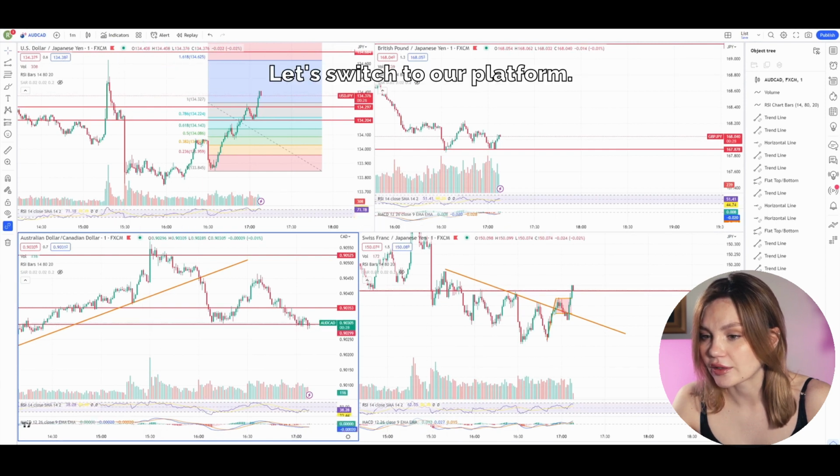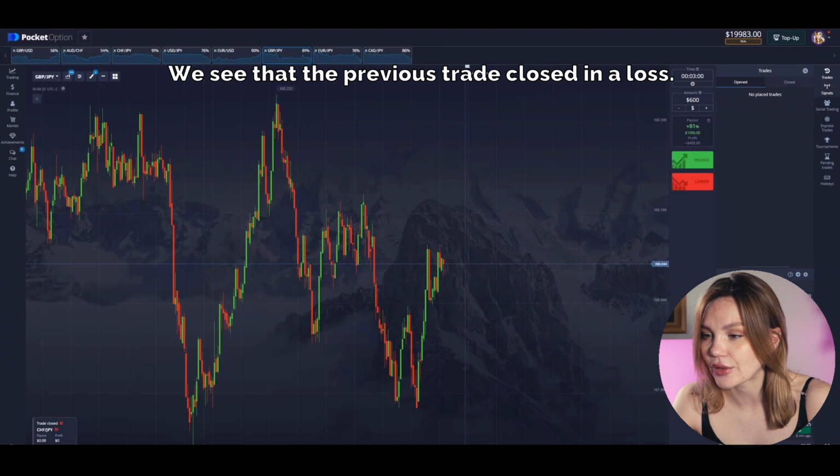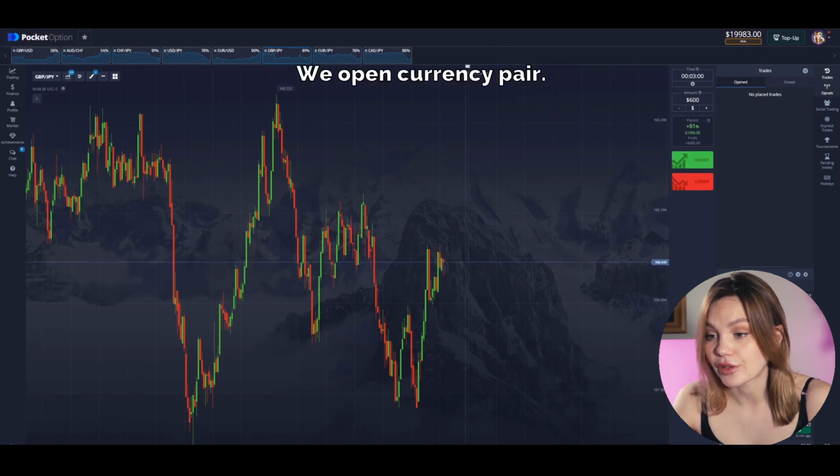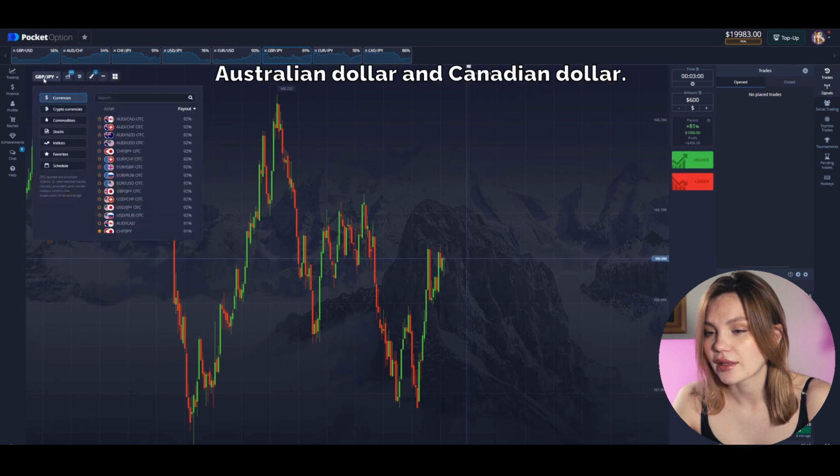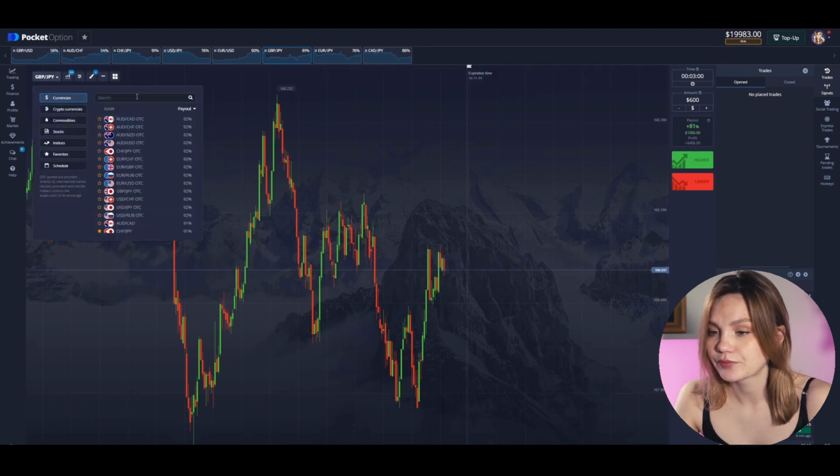Let's switch to our platform. We see that the previous trade closed in a loss. We open the currency pair, Australian dollar and Canadian dollar.